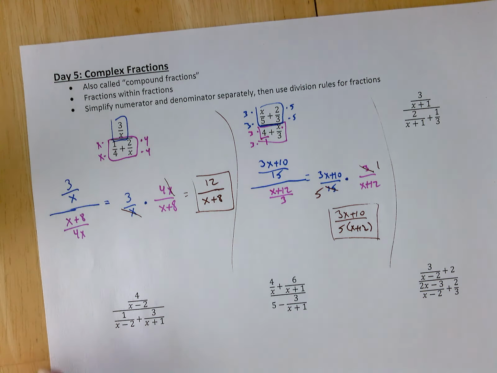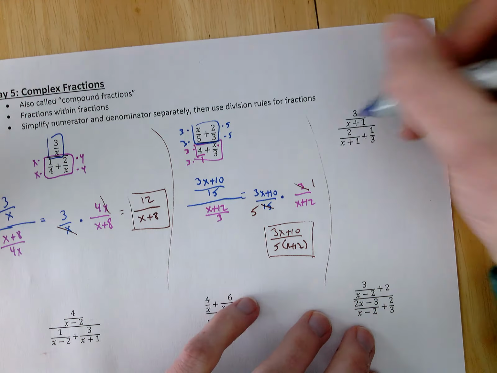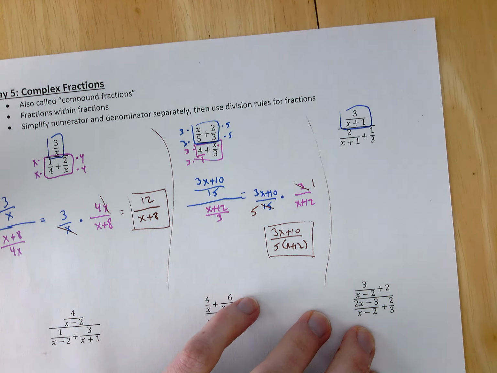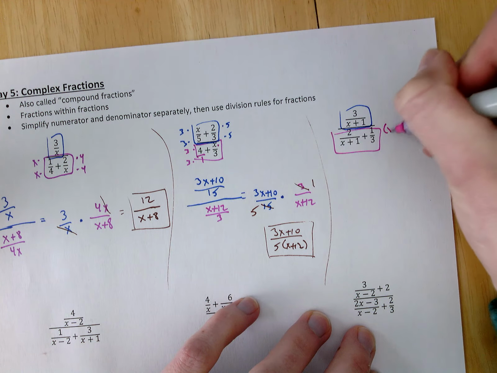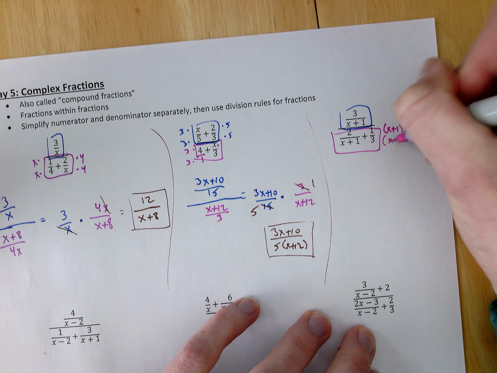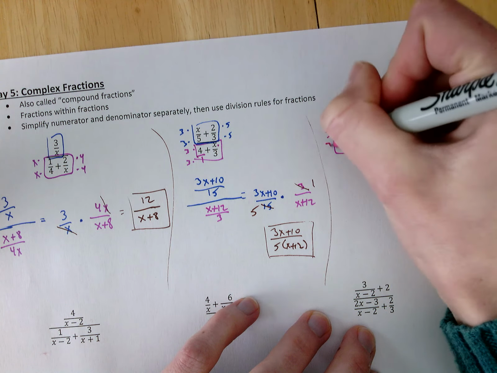Okay. All right. Third example, numerator all set, already simplified. Denominator I need to simplify. I'm going to have to multiply this side by x plus 1, and this side by 3.